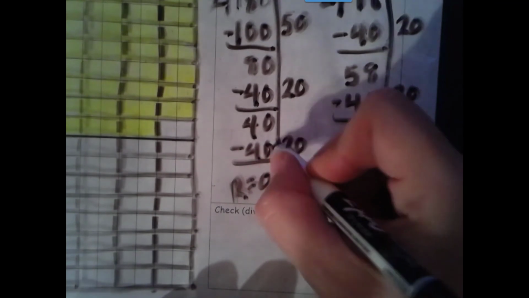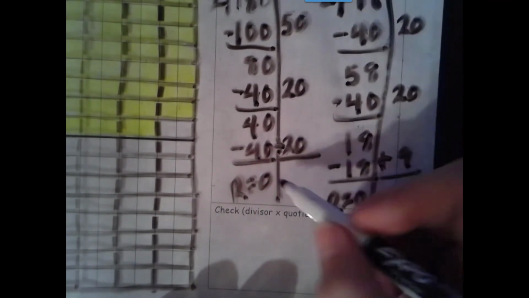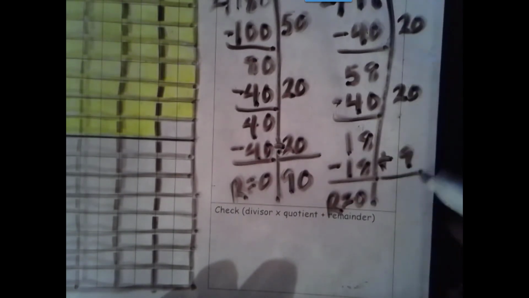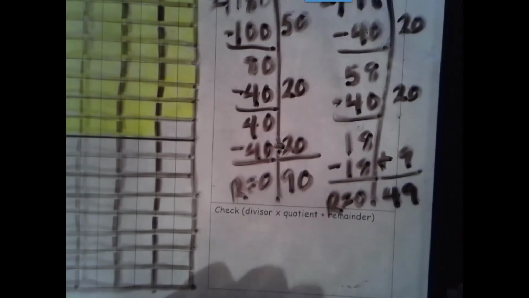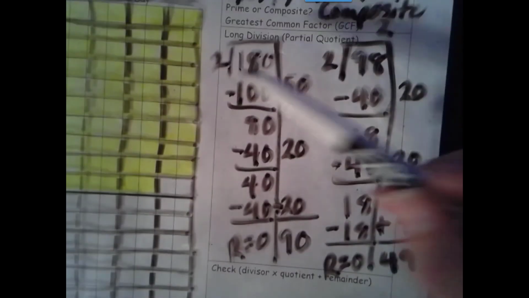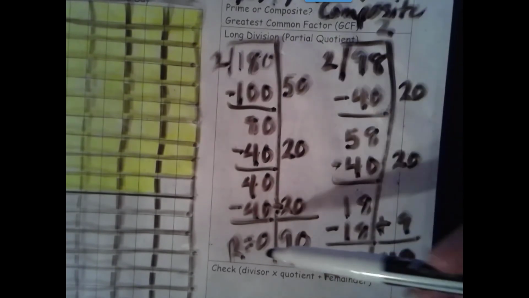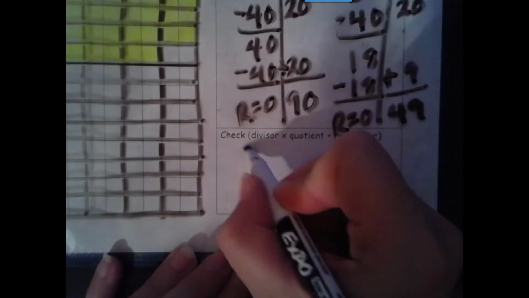Okay, we need to add our partial quotients. 50, 60, 70, 80, 90. 20 plus 20 is 40, plus 9 more is 49. Now we need to check. We have to use our inverse operation. Divisor times quotient plus remainder.